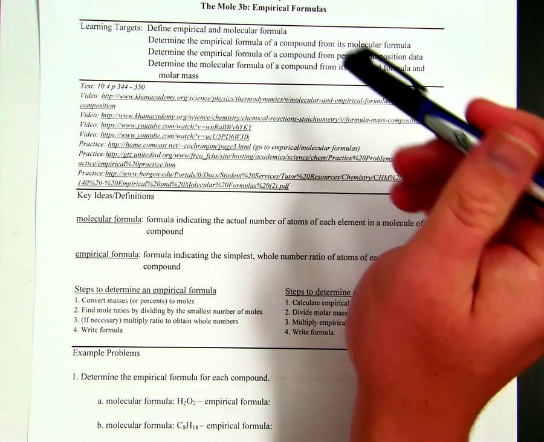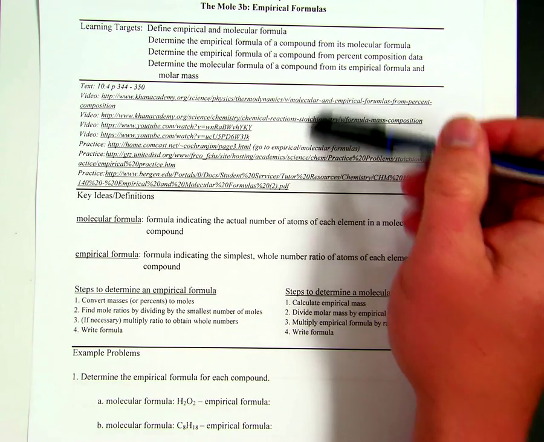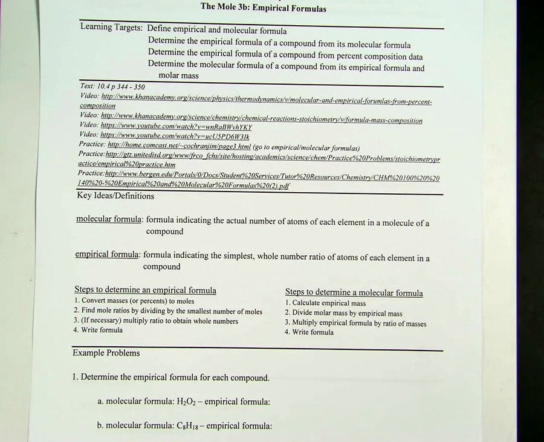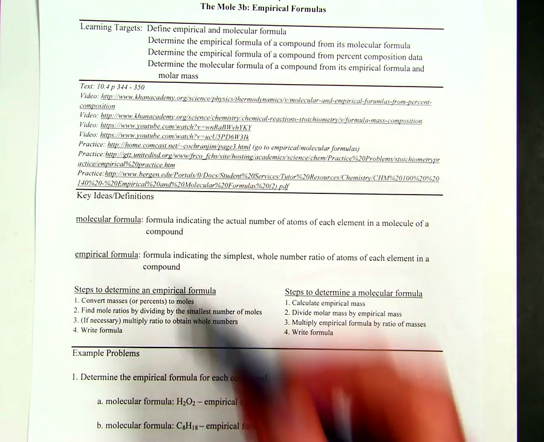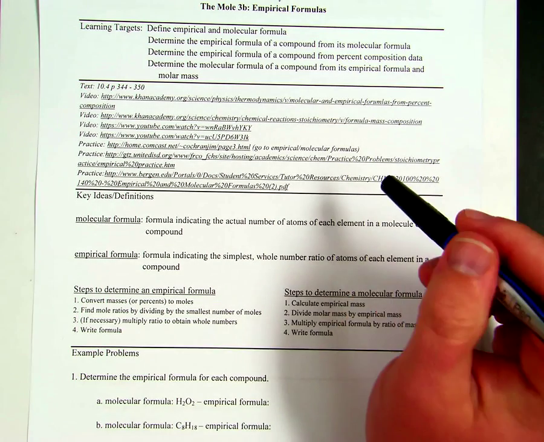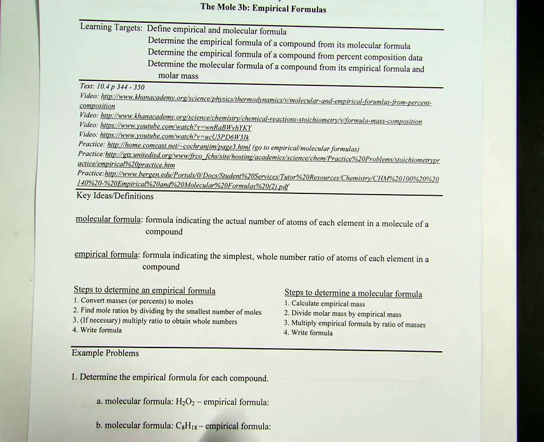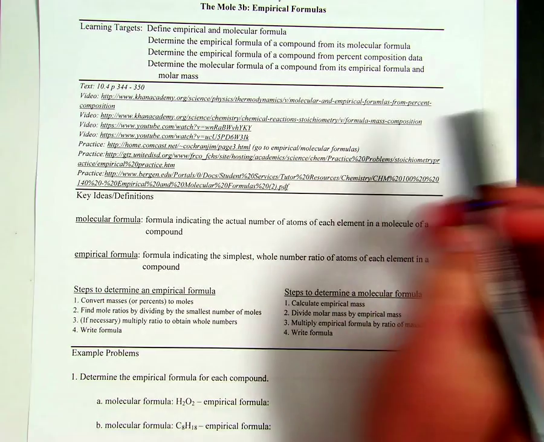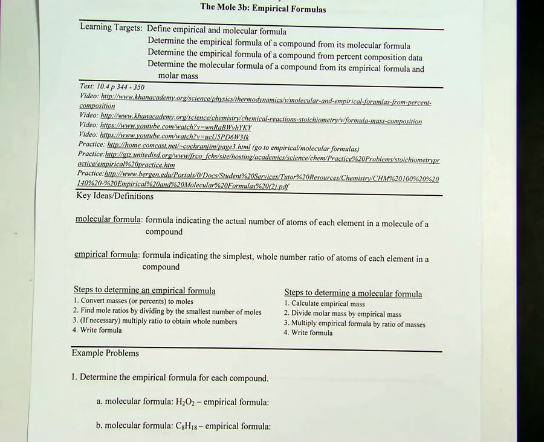You can see there's a very large list of resources here, several different videos, looks like about 4 or 5 videos there. I think they're all good. They're all on examples, slightly different variations of finding empirical formulas and molecular formulas. I would definitely check them out, and there's some good practice listed there as well.